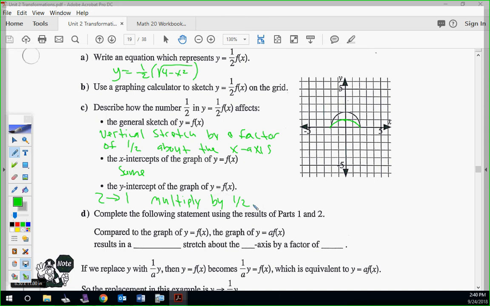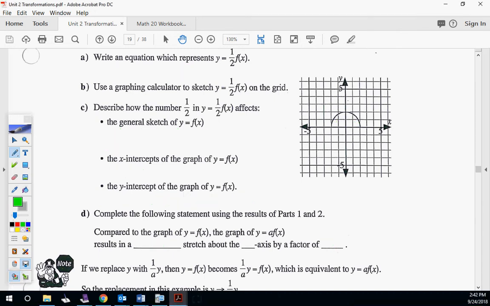Complete the following statement using the results in parts 1 and 2. Compare the graphs of y equals f of x and y equals af of x. It results in a vertical stretch about the x-axis by a factor of a. This is the straightforward one. Vertical stretch is pretty simple. If you remember parabolas in Math 20, if you had a 2x squared, it made it steeper because it times it by 2, so it was a little bit steeper parabola. Same rules apply here. The horizontal stretch is a little bit different. There's just a little flip, so we'll talk about that now.